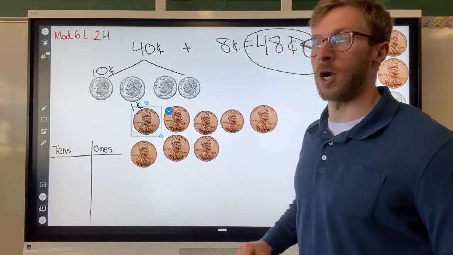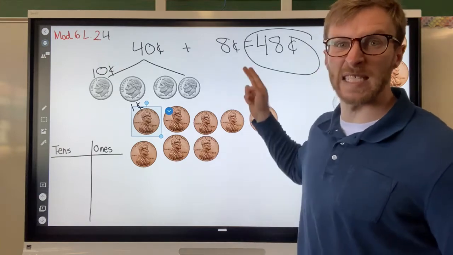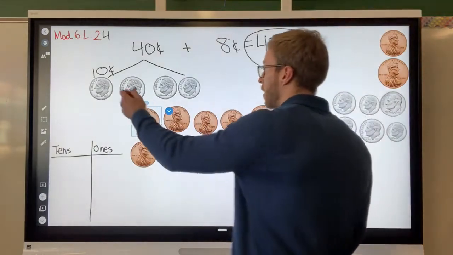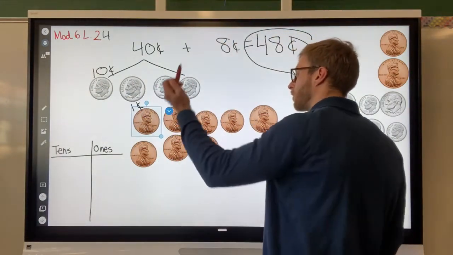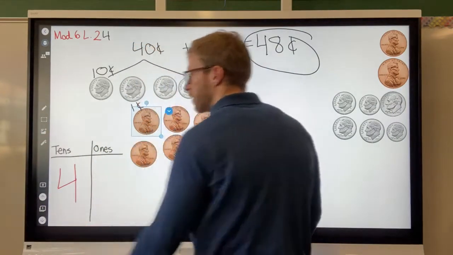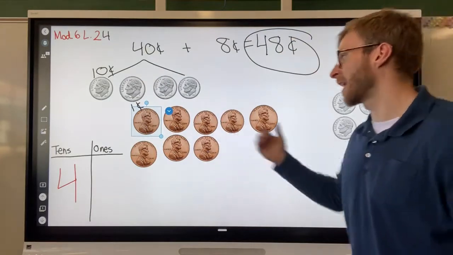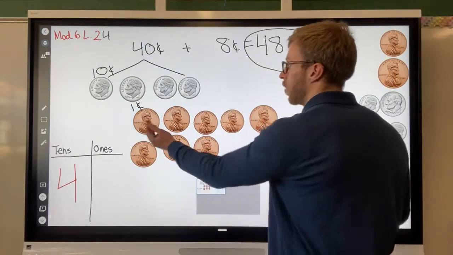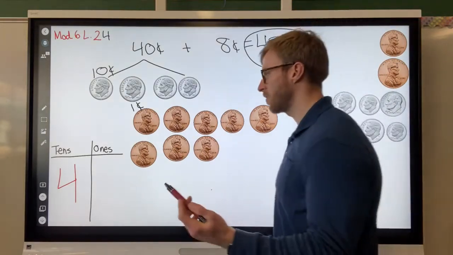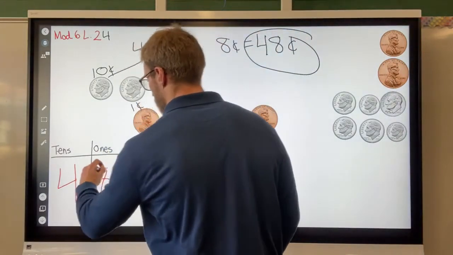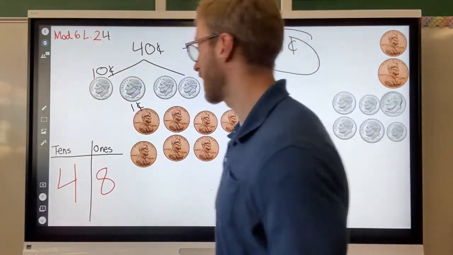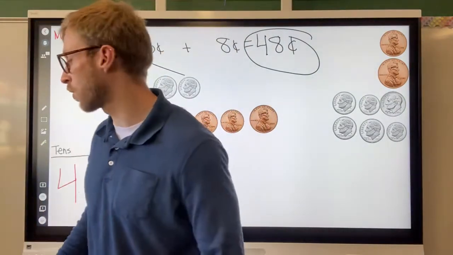Let's look at our place value chart. Let's see if we can get the same answer by doing this. We're going to fill in our tens place first. We're going to count how many tens we have. 1, 2, 3, 4. We have 4 tens, so I'm going to put a 4 in the tens place. Okay, then we're going to count how many ones we have. We have 1, 2, 3, 4, 5, 6, 7, 8. So that's 8 ones. We put an 8 in the ones place. Did we get the same answer? Yes, we did. We got 48 as well. So we have 48 cents here.